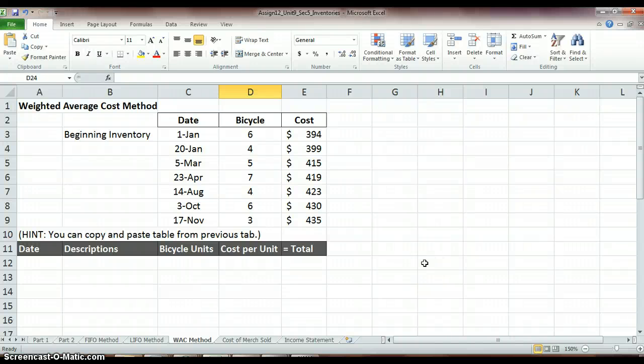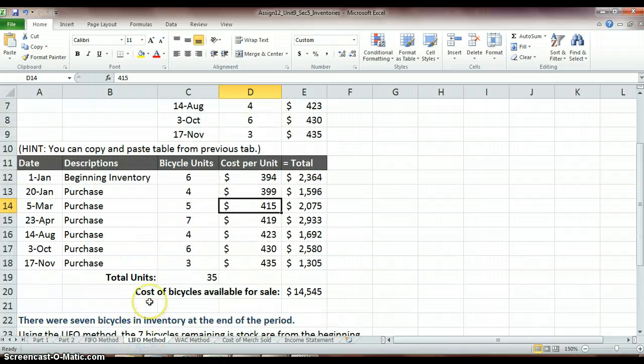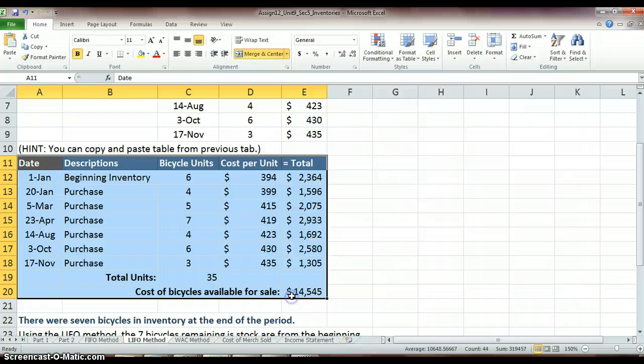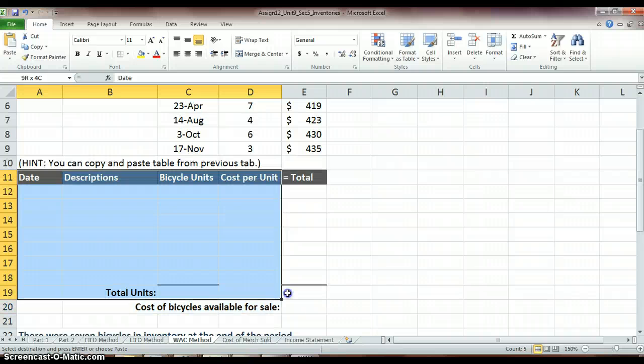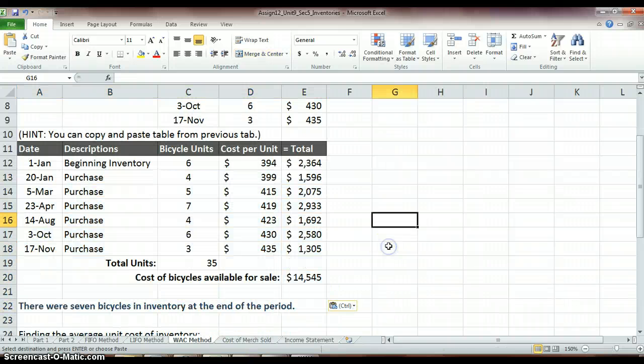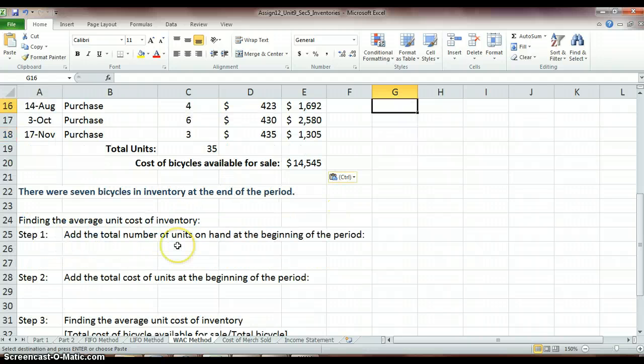So now we're moving on to the weighted average cost method for determining the cost of ending inventory. Again, with this table, we can copy it from the previous page just to get all of our totals. Okay, so with the weighted average cost, it's kind of like it sounds. We're going to find the average cost of all of our bikes and then take that times the amount of bikes that we have left over. So it's pretty easy.